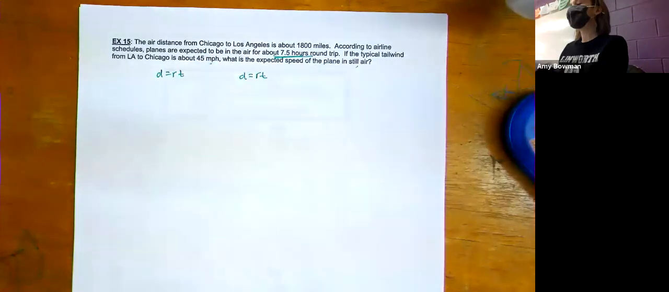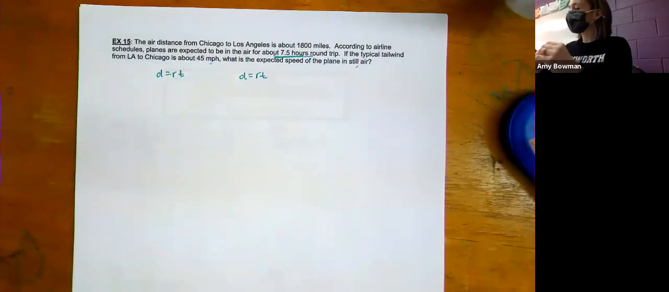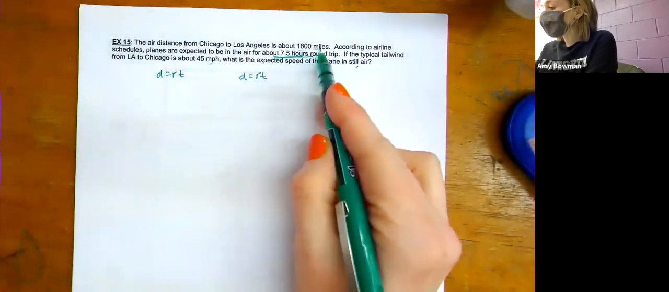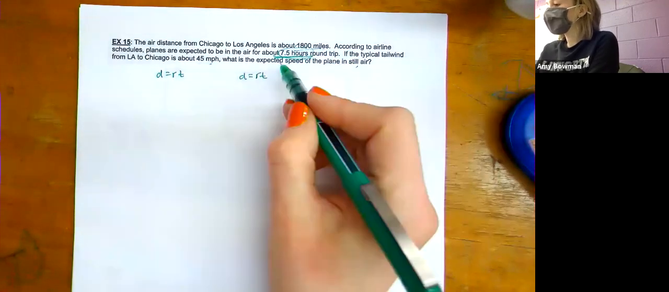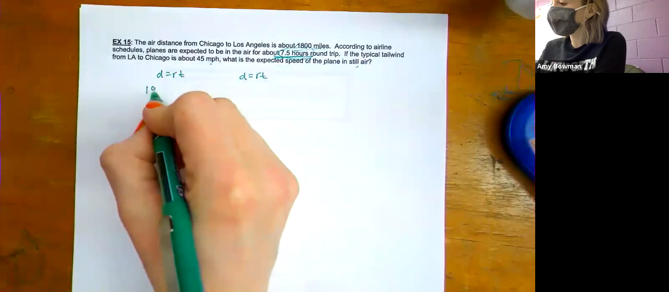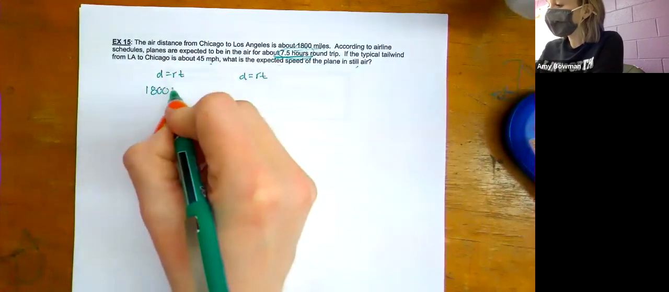Now, honestly, it doesn't matter if you're wondering, wait a second, does a tailwind mean it's pushing it or stopping it? It doesn't matter because it's either going to be R plus 45 or R minus 45. And in the end, it doesn't matter where they go. So let's say it's 1,800 miles. The round trip is 7.5 hours. So distance is 1,800 from just one way.